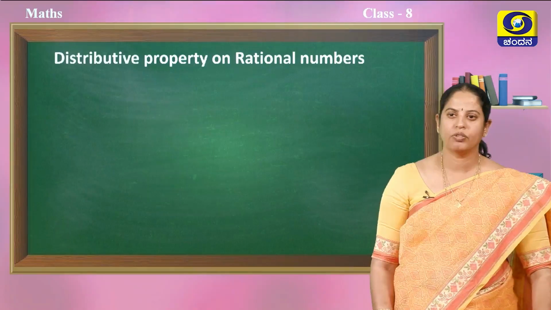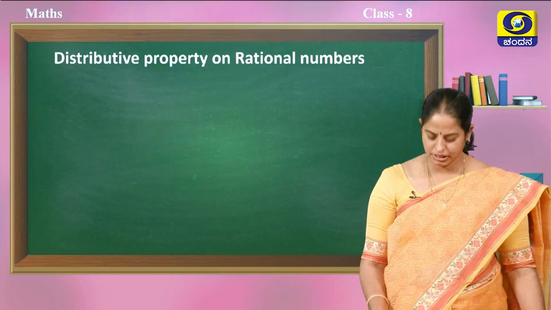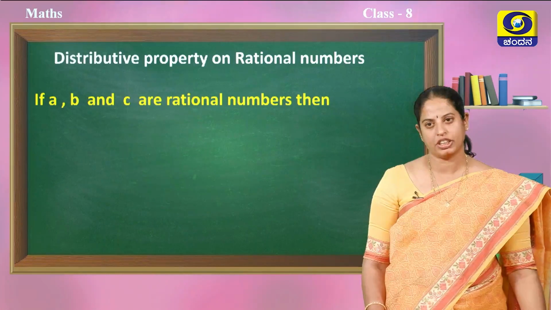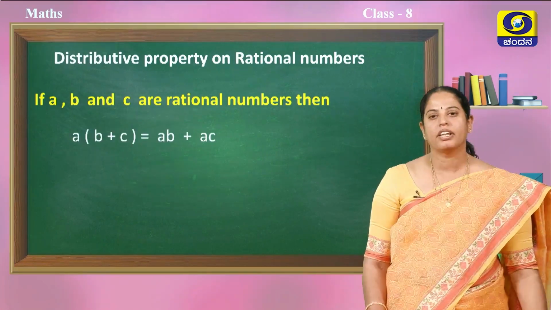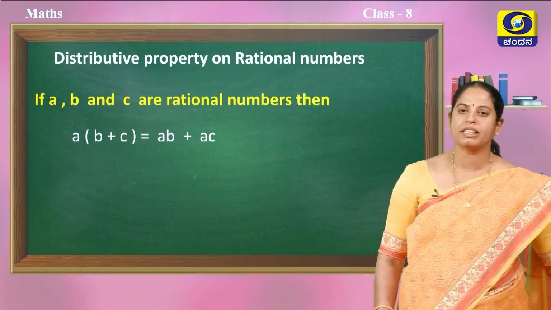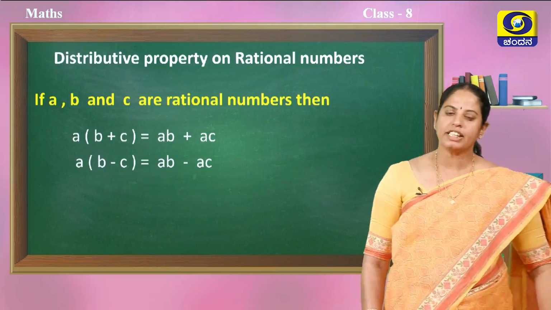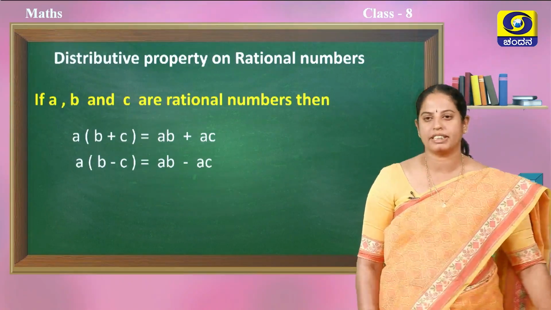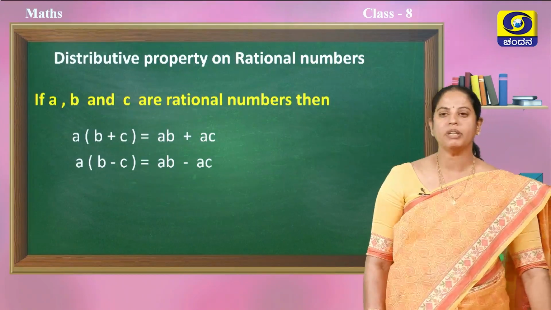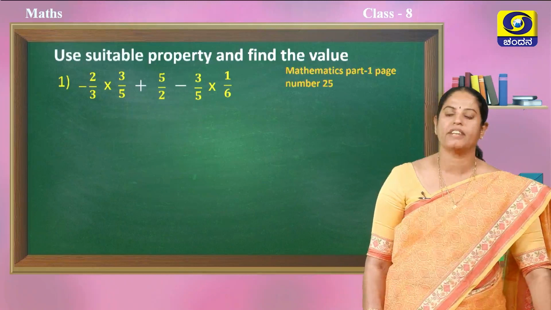What does this distributive property on rational numbers say? If A, B and C are rational numbers, then A into B plus C is same as A into B plus A into C. If we consider the difference of B and C, A into B minus C is same as A into B minus A into C. Use suitable property and find the value.